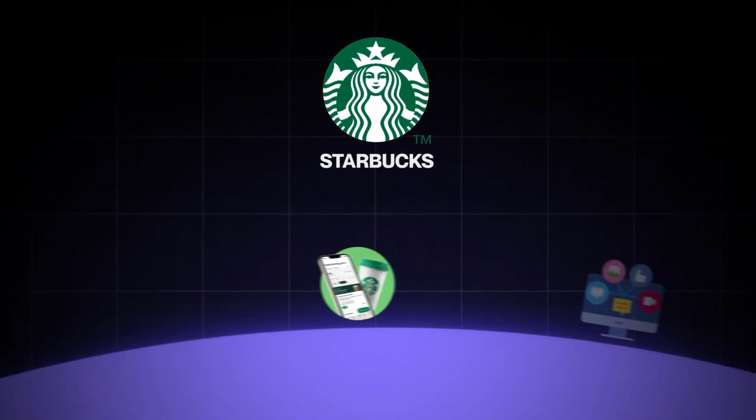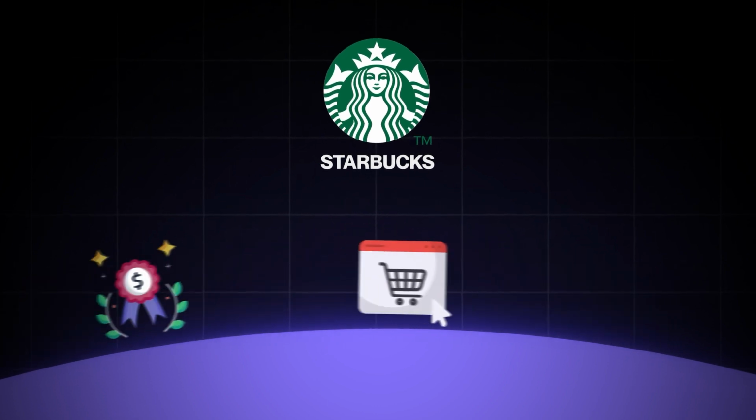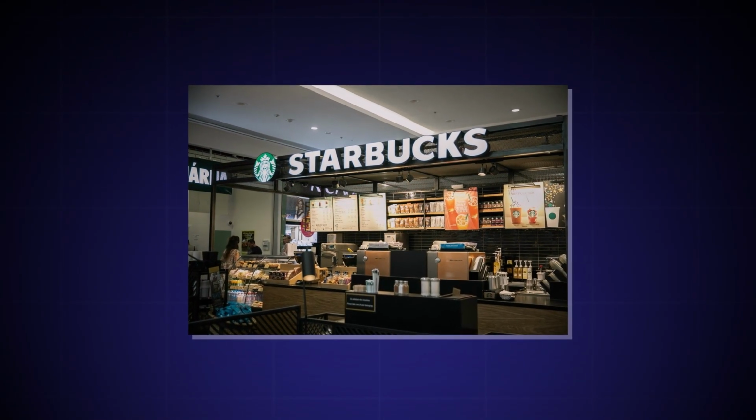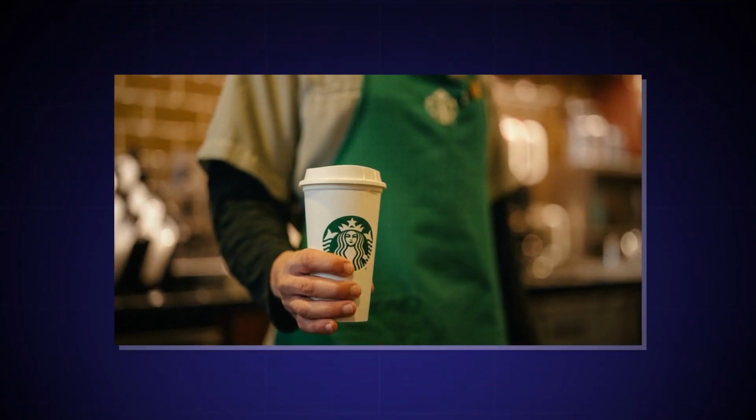A great example of a business successfully using an omnichannel approach is Starbucks. They have their app, social media, email campaigns, in-store experience, and website all synced together to provide a seamless experience to their customers, and they make their customers like loyal fans. They can order their coffee from their app, pay using their Starbucks card, pick up in store without waiting in line, and earn rewards all at the same time. This kind of integration keeps customers coming back.